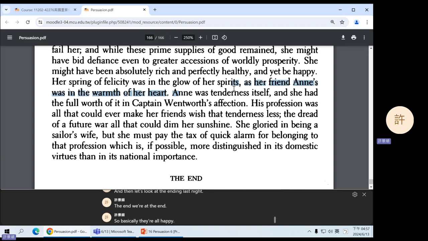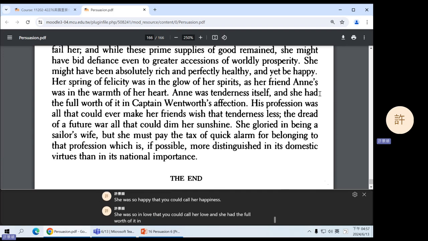Anne was tenderness itself. She was so happy that you could call her happiness. She was so in love that you could call her love. And she had the full worth of it in Captain Wentworth's affection. So Wentworth loves her equally.